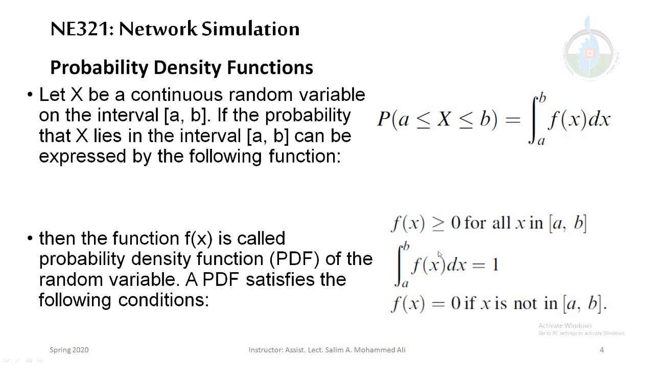The second condition is that the whole area under f of x must be equal to 1. Also, f of x should be 0 if x is not in a and b. So beyond these limits, there should be no f of x at all. These three conditions make the PDF satisfiable.